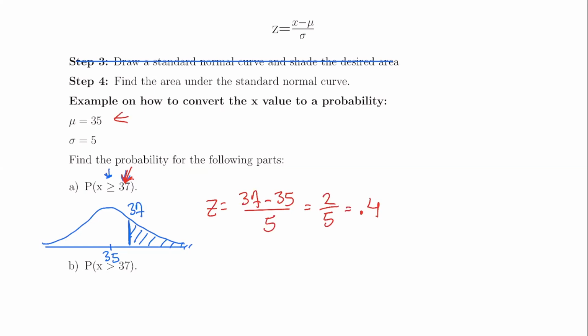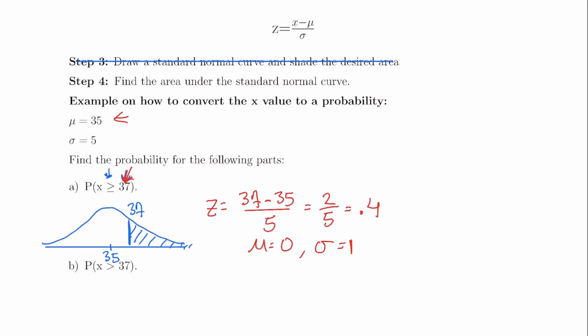So we found the z-score is 0.4. Since I found the z-score of 0.4, that means my mu is equal to 0 and my standard deviation is now equal to 1. So we standardize our data set. Since we now standardize our data set, we could assume mu 0 and standard deviation 1.